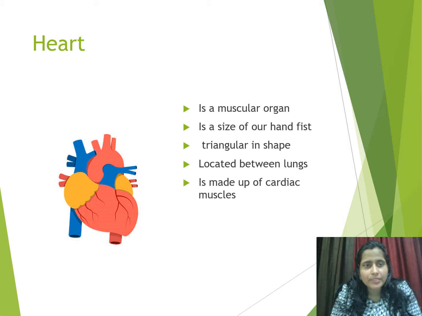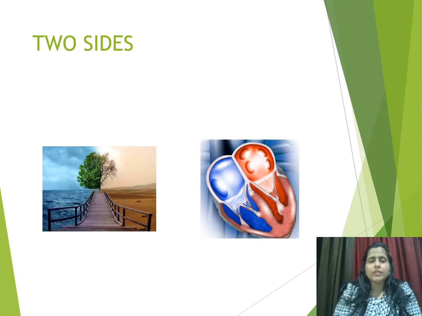What is cardiac muscles? Any guesses? Yeah. Cardiac muscles are those muscles which are responsible for involuntary functions of our body. Yeah. Good. Now, two sides. What does it mean? So, we can see in the picture the road has two sides. Similarly, our heart has also two sides.